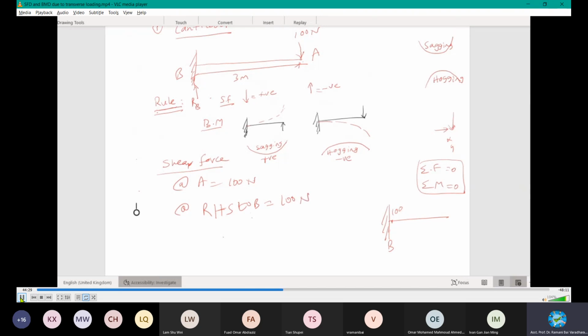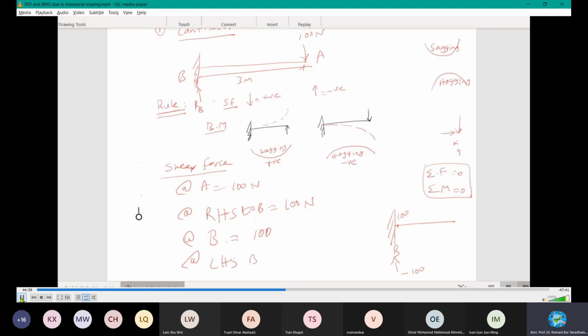100 newtons, 100 units. On the other hand, at left hand side, when you cross B, it is crossing a negative 100, isn't it? Negative 100. So at B, we need to include it. It is cumulative, an integrated response. We cannot leave the right hand side. So at left hand side of B it will be 100 minus 100, which is equal to 0. No more, nothing is acting.